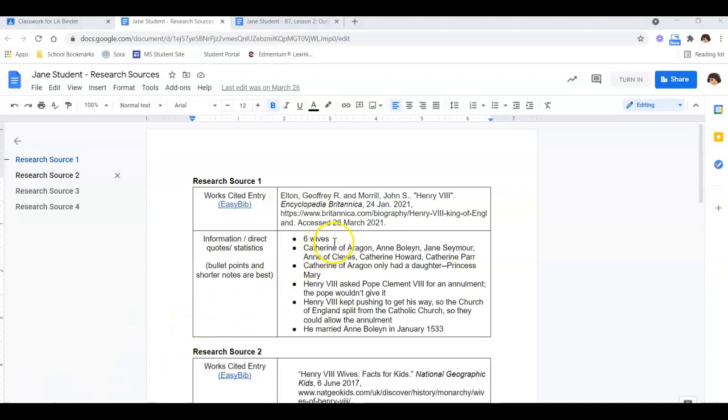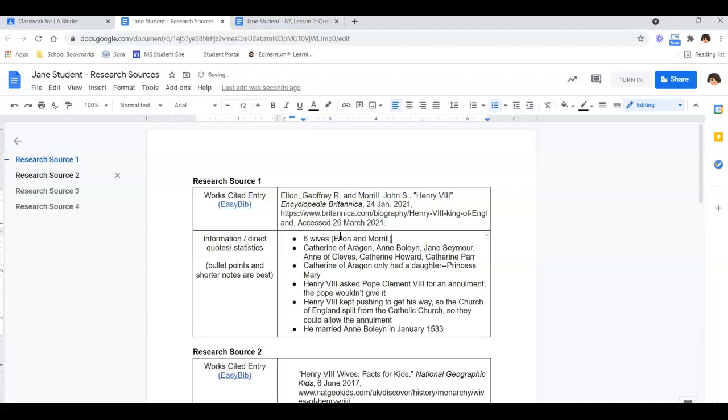In the next step, we are going to create what's called an in-text citation. And basically, it's a little key that allows us to know, once we've mixed up all these facts and they're in our paper, which source these facts came from. So at the end of every bullet point, you simply make a parentheses and you write either the author's last name. So in this one, I had 2 authors, so Elton and Morrill.